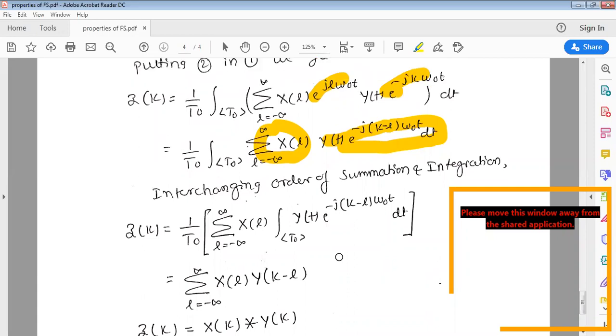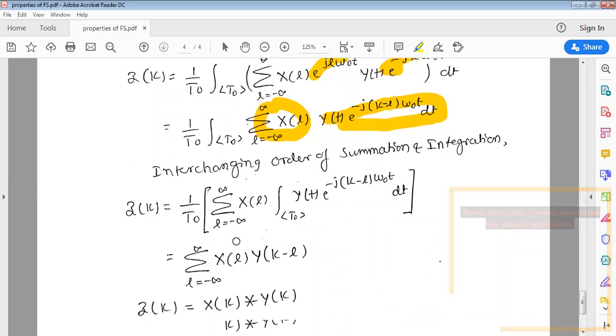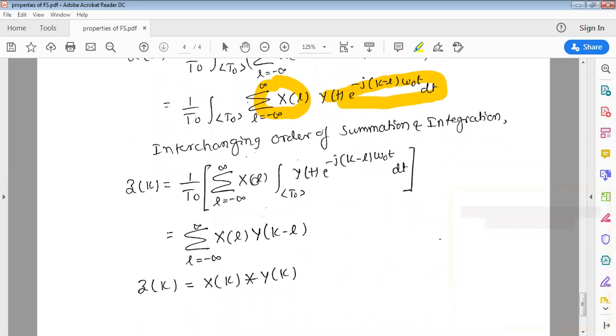Is the step clear to you? Any doubt you have in this step? No, sir. Okay.